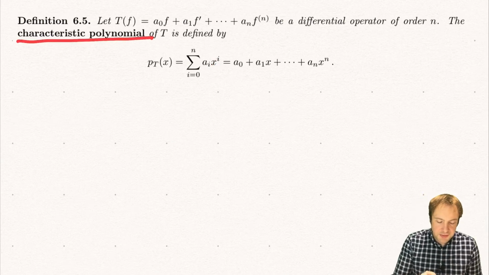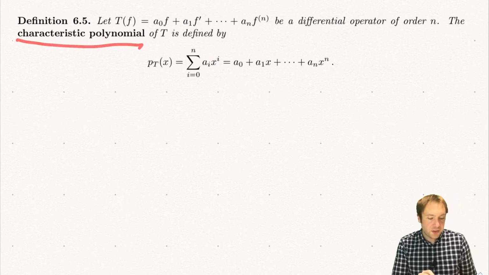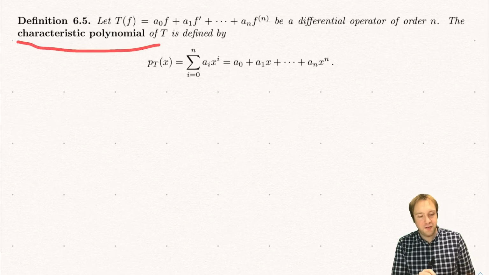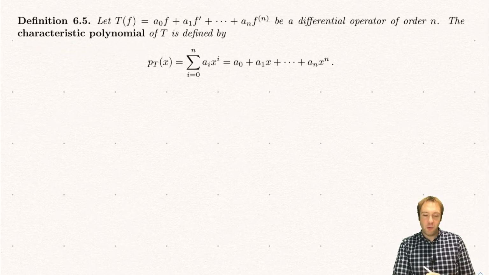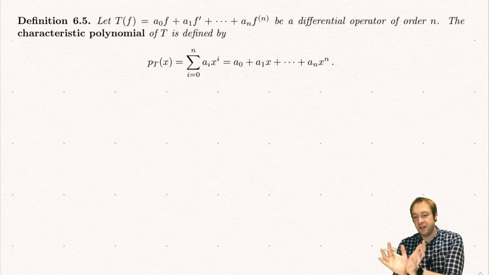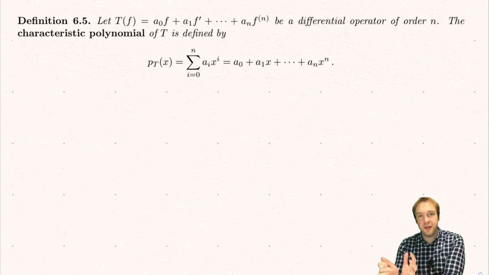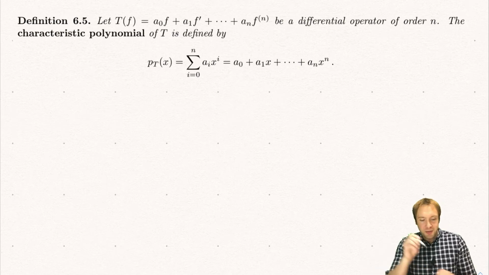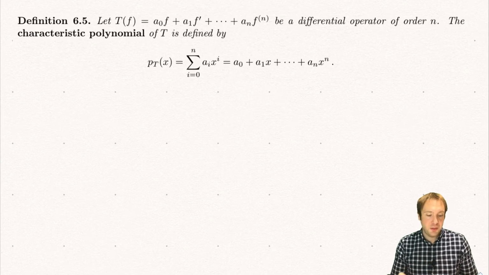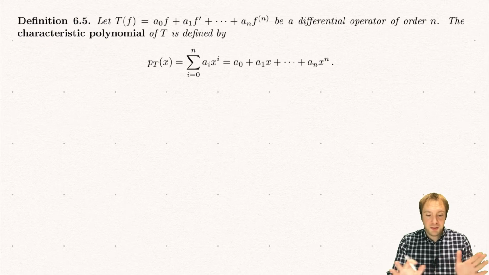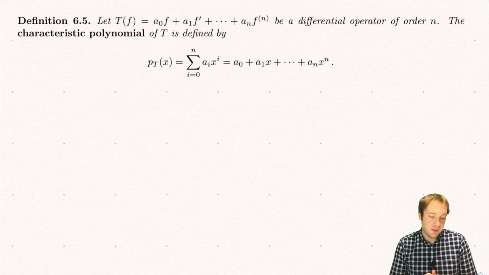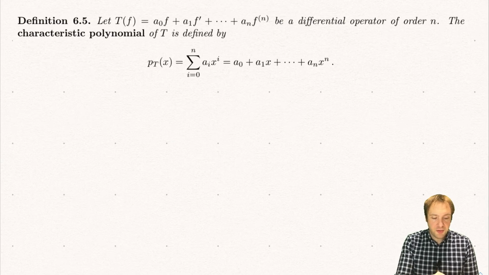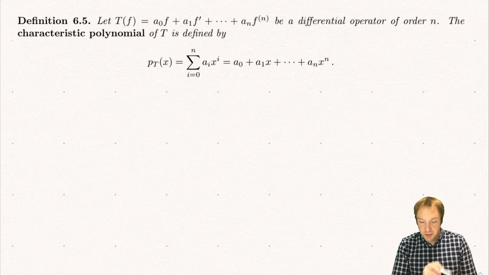And here there's a little clash of notations. So this word characteristic polynomial we already learned when we talked about eigenvalues. So if we had a linear map, then we could assign to this a characteristic polynomial, and then the zeros of this characteristic polynomial gave us the eigenvalues. But this here is now a different characteristic polynomial, but sadly it's also called characteristic polynomial, but it has nothing to do with the other characteristic polynomial. So this is a characteristic polynomial of a differential operator.